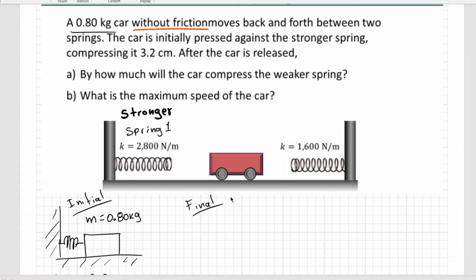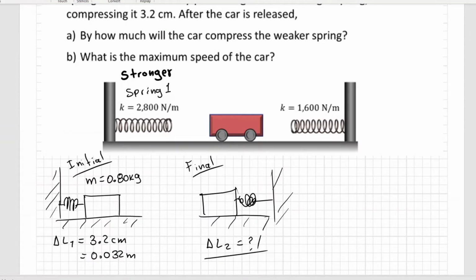The final configuration would be when the spring on the right is found at maximum compression. So at the final time, we will have the spring on the right with the car next to it, and we would like to find the maximum compression that the spring on the right will experience.